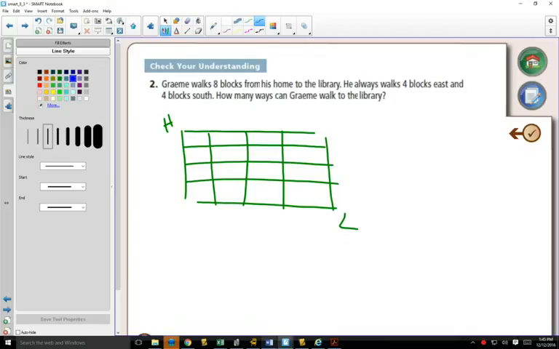So one way is 4 blocks east, 4 blocks south, made it. Okay? Another way, he could have gone 4 south first, then 4 east, made it. Or he could have gone in a zigzag, and that would be another way. So if you just draw on your paper and count as you go, all the different ways, how many am I at? You guys count them up.